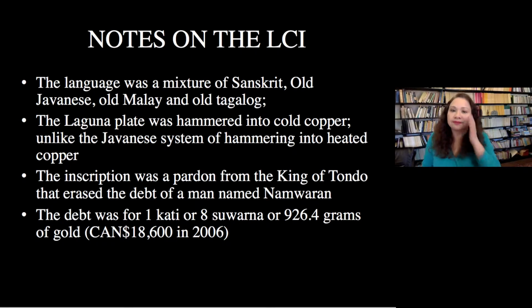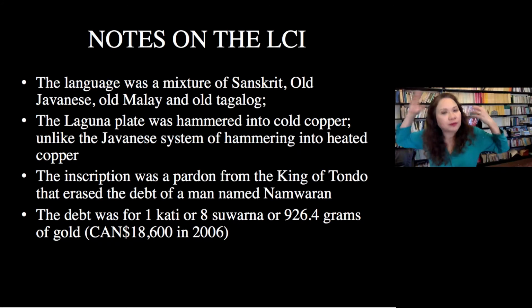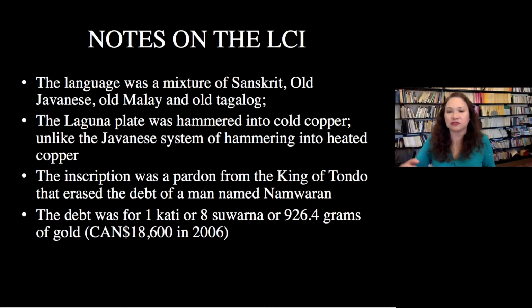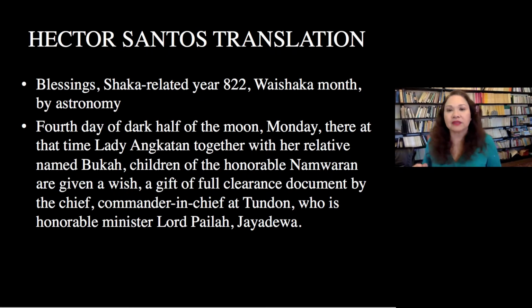Now, actually, and I'm just quoting here a historian, people also say that there was no such thing as a king of Tondo, that people had chieftains. It's not the European concept of king. The debt was for 1 kati or 8 swarna or 926 grams of gold, which in 2006 was equivalent to about Canadian $18,600.